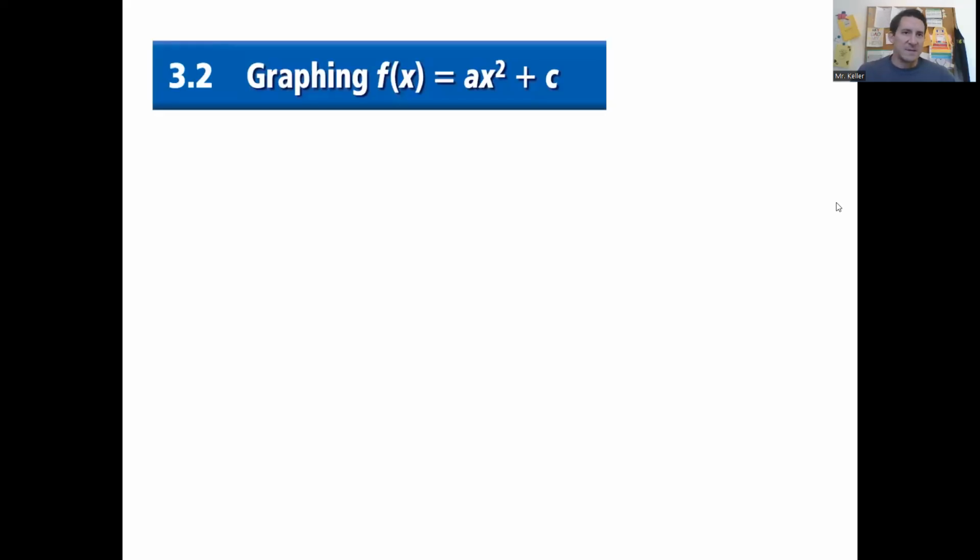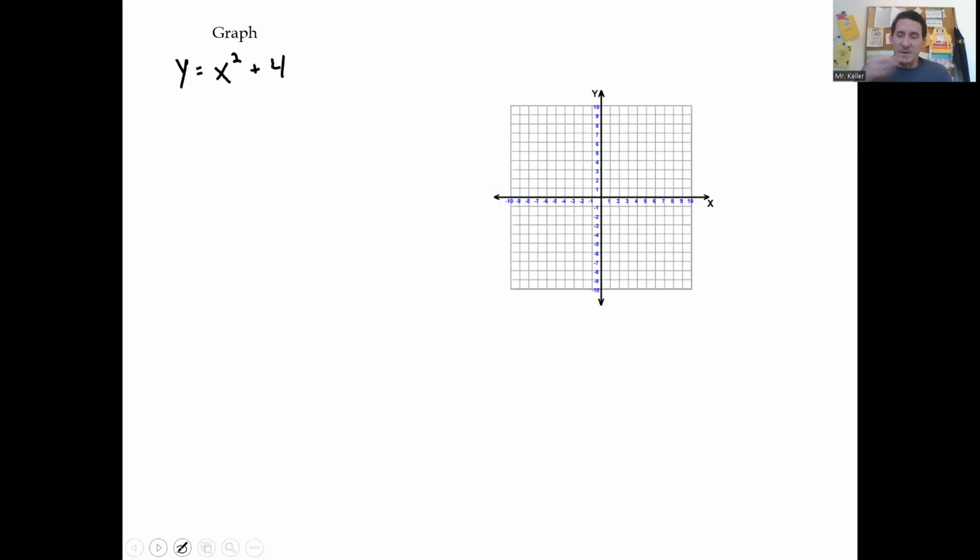All right, IM2 classes. Today we're continuing graphing quadratics. The functions are just going to be a little bit more involved. They're going to have a leading coefficient, a number in front of the x squared, and we're going to add a constant at the end. So just three quick examples here. So real basic, what do we do with the constant?